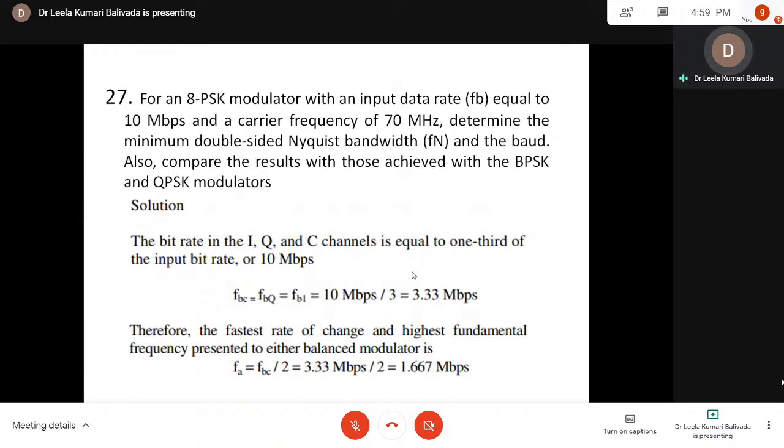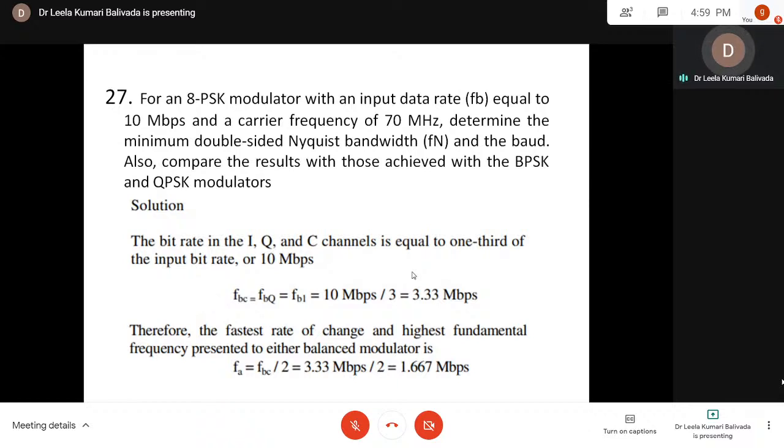For an 8PSK modulator with an input data rate FB equal to 10 Mbps and a carrier frequency of 70 MHz, determine the minimum double-sided Nyquist bandwidth Fn and the baud. Also compare the results with those achieved with BPSK and QPSK modulators. So here 8PSK was given.